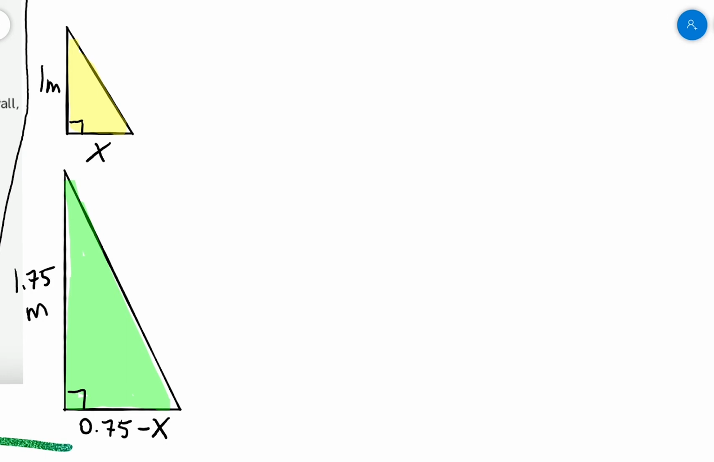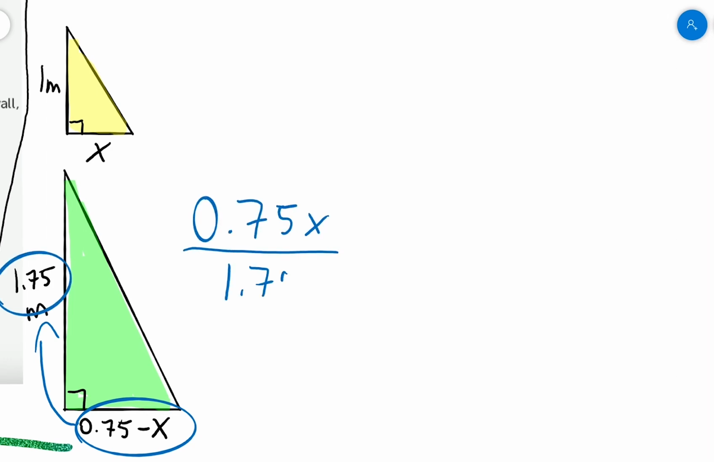I'm going to go ahead and do 0.75 minus x over 1.75. And I'm going to do x over 1. And again, because we know that the internal proportions of all similar triangles are equal, these two proportions must be equal to each other.